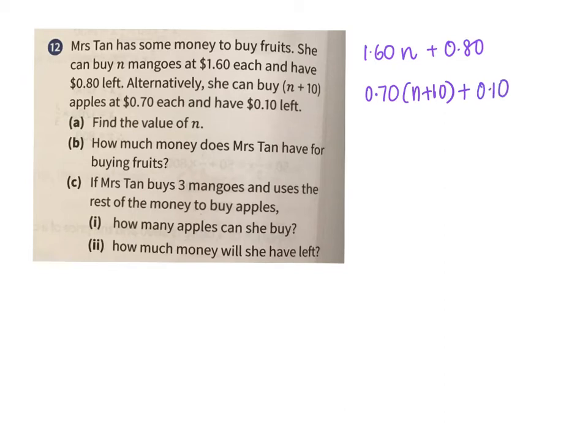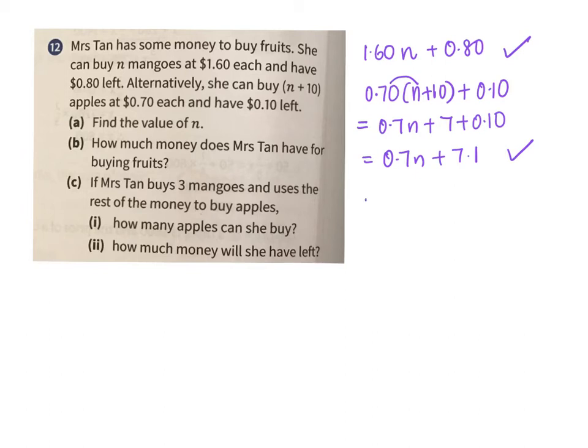So now let me simplify this expression. I will have 0.7N plus $7 plus 10 cents. That means I will have a total of this. Okay, and I know that the amount of money that Mrs. Tan has is actually the same. So she didn't have extra if she buys mangoes. She also doesn't have extra if she buys apples. So in this case, that means these two values are equal to each other.